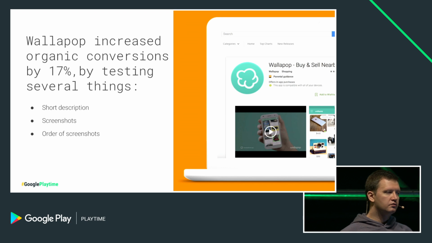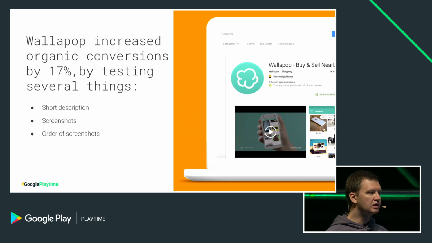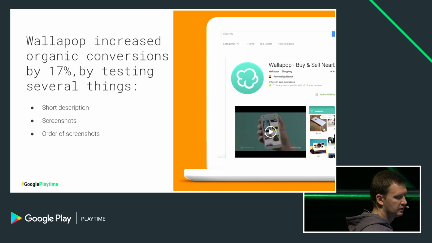And of course, all of those experiments with the store listing help with your conversion, and our partners definitely support those findings. So if you experiment with your screenshots, with your description and other parts of your listing, it can boost your conversion. For example, Wallop here increased the conversion by 17% by testing short description, screenshots, and the screenshot order. For the best results of such testing, you definitely should have a clear hypothesis and some big design variations, because only those activities help you get valuable results.